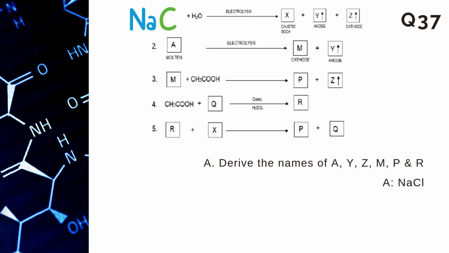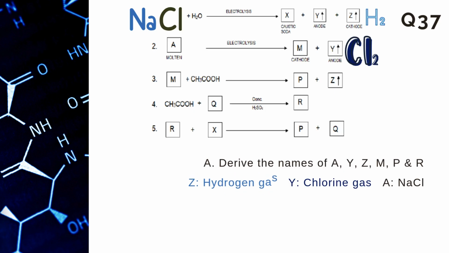Thus, A is sodium chloride, Y is chlorine gas, and Z is hydrogen gas. Now, sodium chloride upon electrolysis would give sodium and chlorine. So, M is sodium metal. Moving on to the third reaction, we know that Z is hydrogen gas, M is sodium.